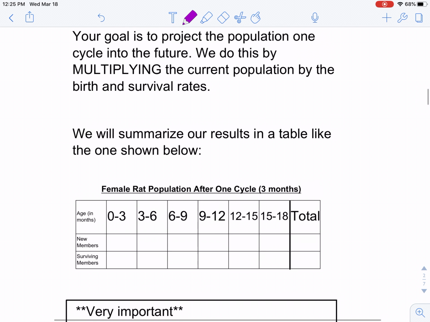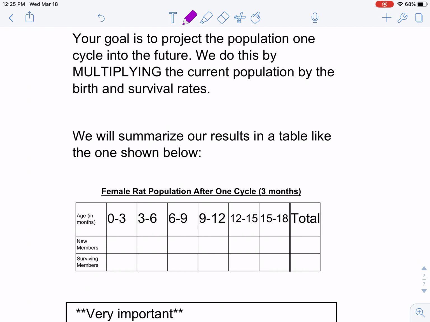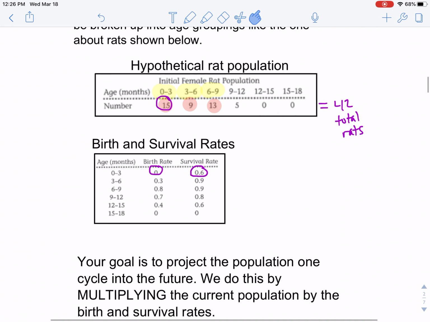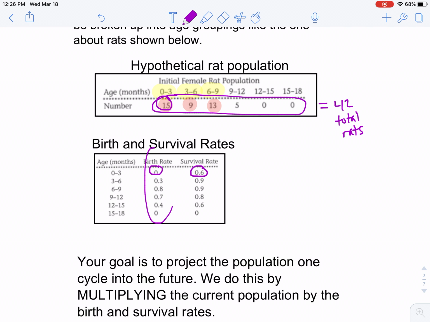So the first step, and it will always be organized in a little table like this, is to figure out, based on the birth rates, how many new members are coming into the population. So essentially what we're going to do is take this entire row of numbers and multiply it by the entire column of birth rates. Okay?